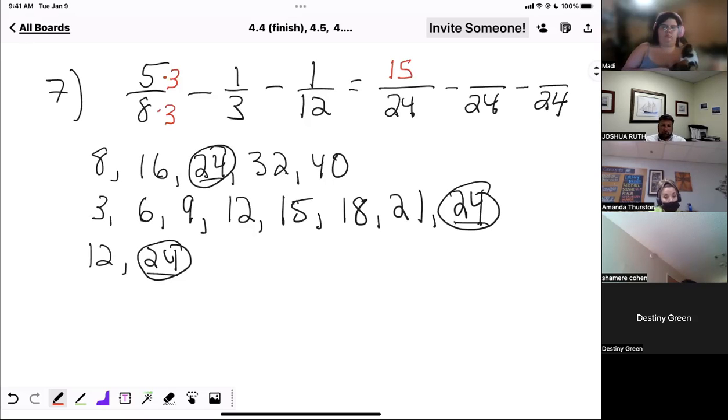Second one, this is what I need. This is what I have. What do I multiply 3 by to get 24? If you're not sure, figure it out. 1, 2, 3, 4, 5, 6, 7, 8. So 8. 8 times 3 is 24. That means I have to multiply the numerator by 8. So my new numerator is 8.